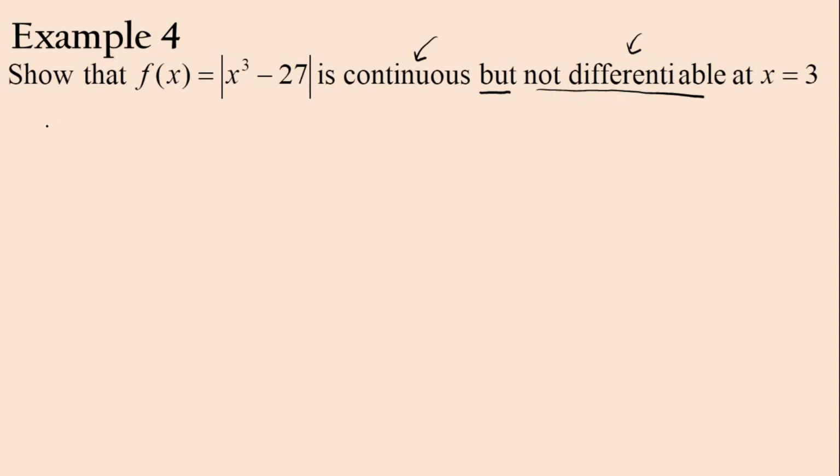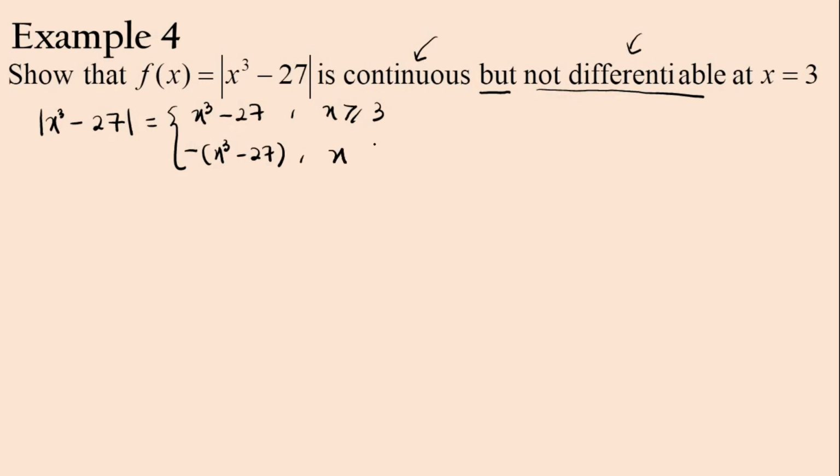So before we begin our solution, make sure first you define your function. The absolute value of x cubed minus 27 can be defined as positive of x cubed minus 27 for x at least 3, and we will have negative of x cubed minus 27 for x less than 3. So in order to check whether the function is continuous or discontinuous, we have to perform 3 tests.